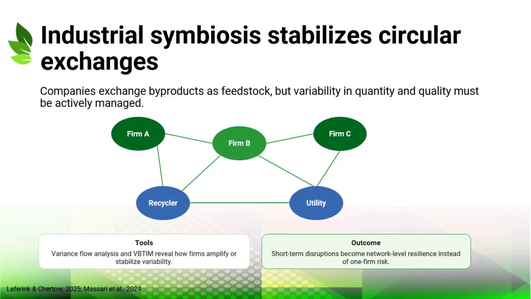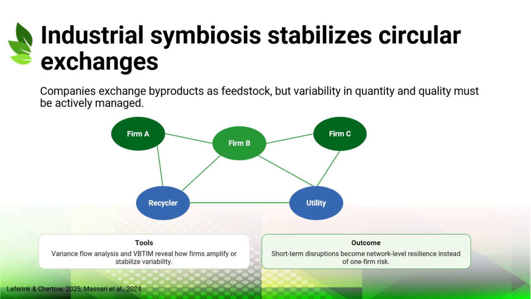Industrial symbiosis shows how circularity can operate at network level. Instead of each company treating byproducts as waste, firms exchange those byproducts as feedstock. This can reduce disposal, lower virgin material use, and create regional resource efficiency.